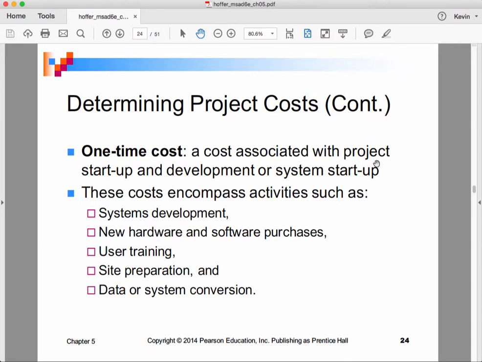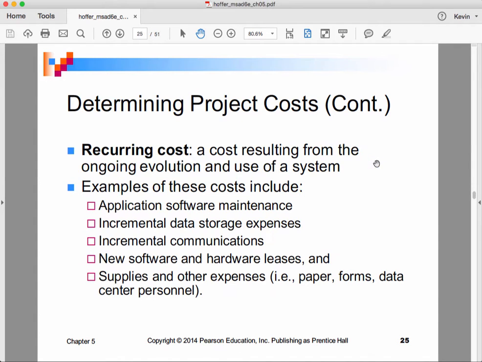When we're thinking about costs, we also ought to think about distinguishing between one-time costs and recurring costs. So a one-time cost is a cost associated with the project startup and the development of a new system. So these might include costs for systems development, new hardware or software purchases, user training, site preparation, data or system conversion. And then we have recurring costs.